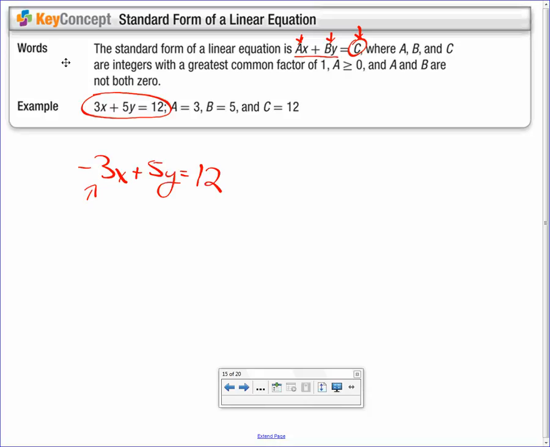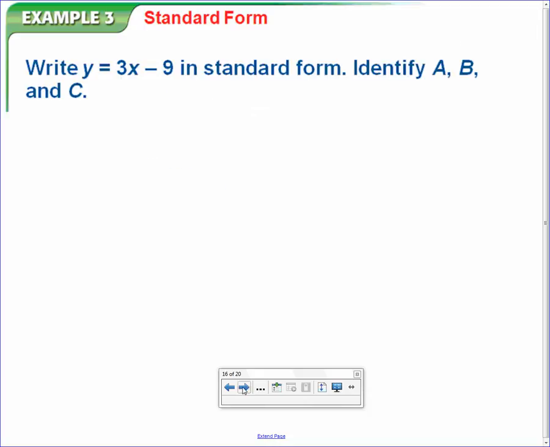Write y equals 3x minus 9 in standard form. Identify A, B, and C. Okay, that's slope-intercept form. Now, in all honesty, if I had to graph this later on, after today's lesson, it's easier to graph this equation as it is. Y-intercept's negative 9, slope is 3, plot the points, draw the line. But for our practice today, I'm going to go ahead and translate this into standard form.